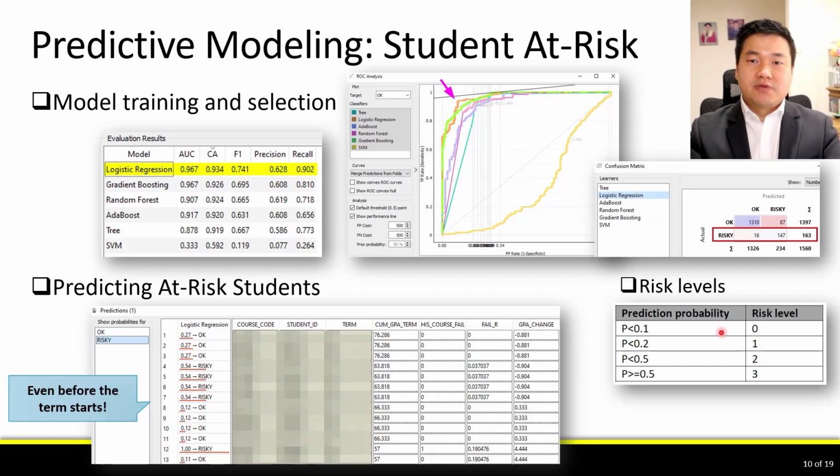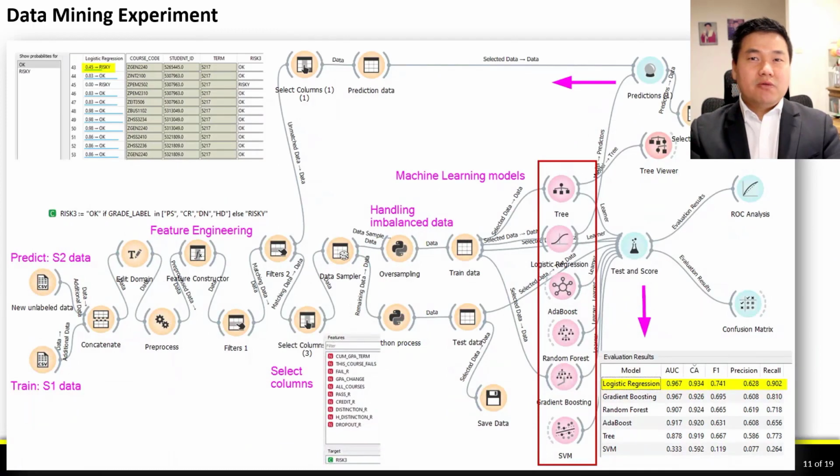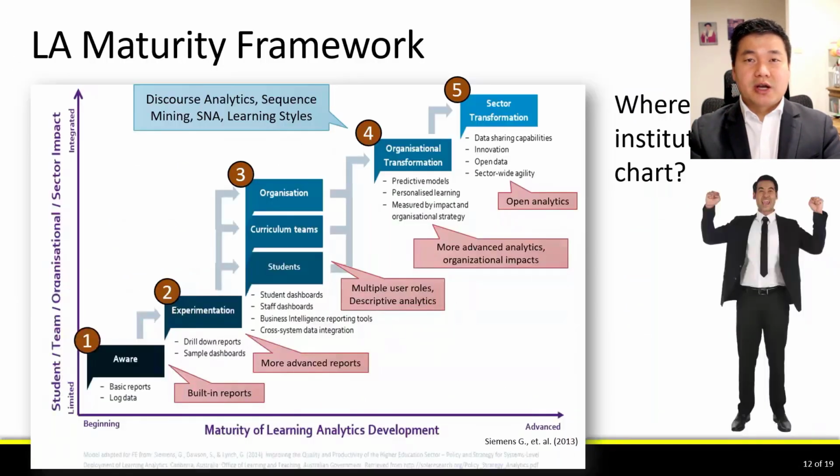To further assign a risk level, we can compare the prediction probability with some threshold values. For example, level 0 for probability below 10%, level 1 for probability between 10 and 20%, and so on. Here we visualize the entire data mining process that was used in our project.